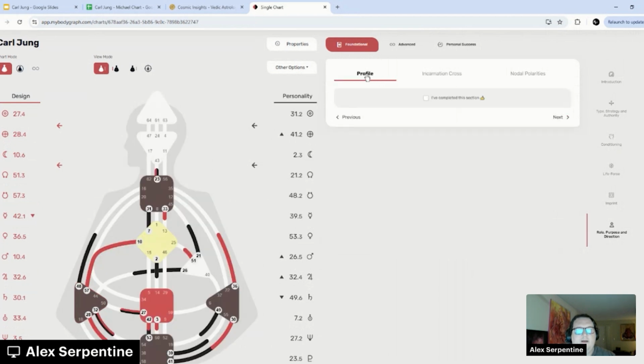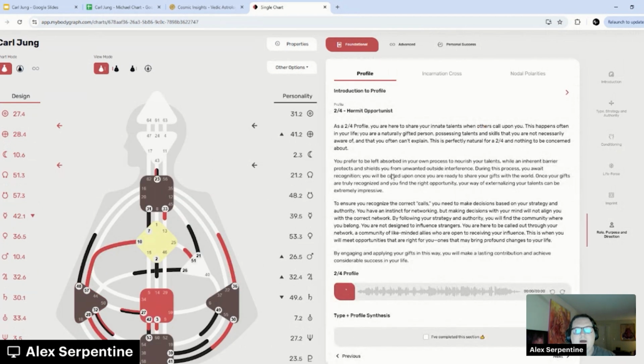And then his profile, like I said, was the 2-4. So he's got innate talent, and then he's got a connection to his groups and his influence with his community and his network. So that's everything I wanted to say for his human design.